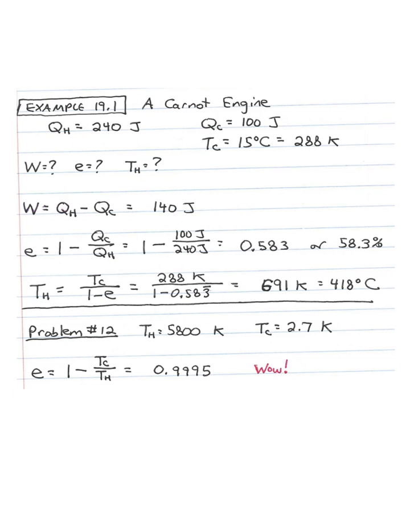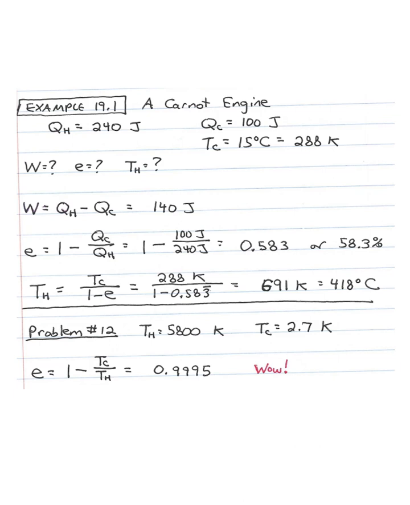Let's do an example in the book that shows this. Example 19.1. It says a Carnot engine, and that just means an ideal, you could say a perfect engine, extracts 240 joules from its hot reservoir during each cycle and rejects 100 joules to the environment at 15 degrees Celsius. How much work does the engine do in one cycle? What is its efficiency? What is the temperature of the hot reservoir?